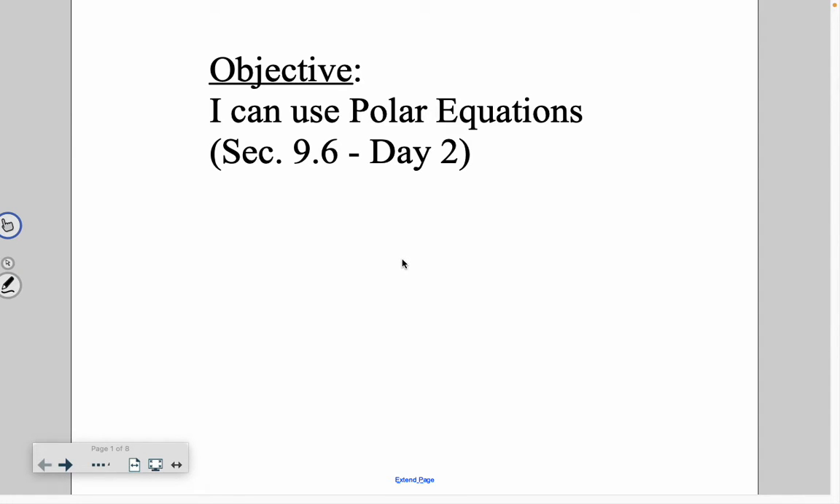So like I said, yesterday was your introduction to just the polar grid, the polar idea of what polar coordinates are, and working back and forth between the two. Polar coordinates versus rectangular coordinates. Same idea today, except now we're going from coordinates to equations.